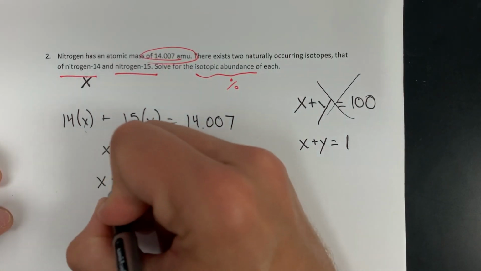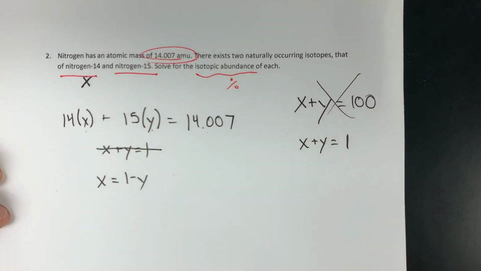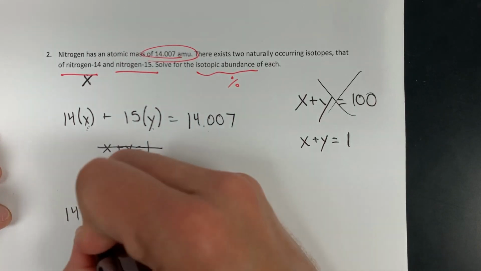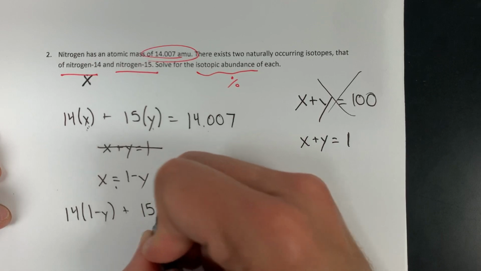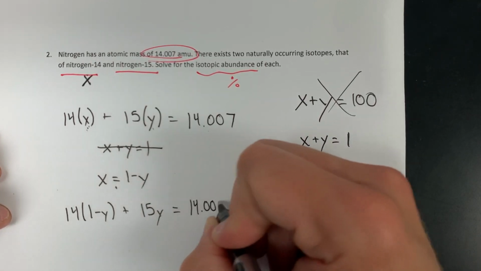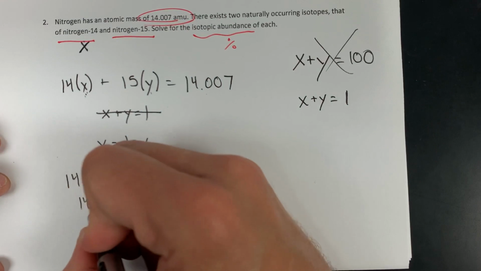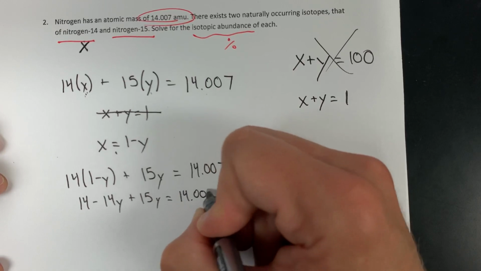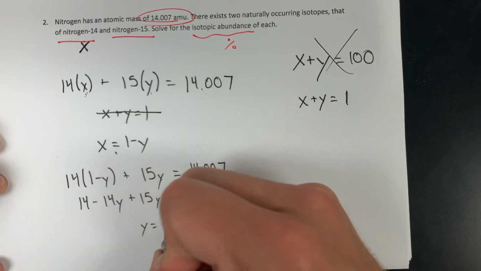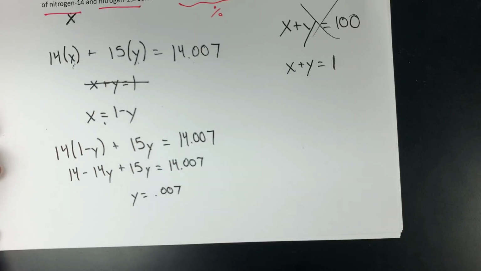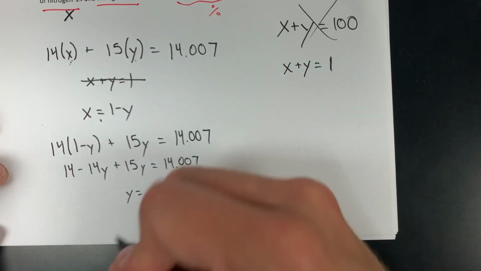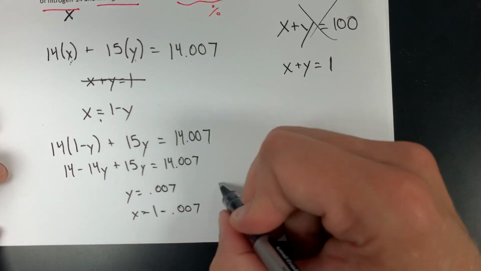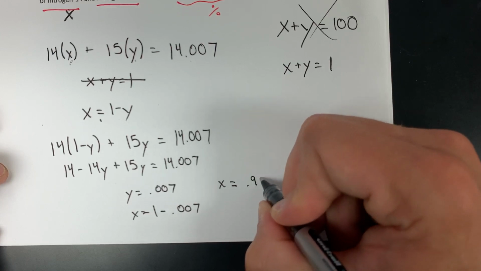So I'm going to say X equals 1 minus Y. All I've done is rearrange that equation. I'm now going to take this X and plug that into this equation. So I have 14 times 1 minus Y plus 15Y equals 14.007. From here, I trust that you can distribute: 14 minus 14Y plus 15Y equals 14.007. We isolate for Y and solve, Y equals 0.007. In order to solve for X, I go back to this equation, where X is equal to 1 minus 0.007, since I just solved for Y, and we find that X is equal to 0.993.